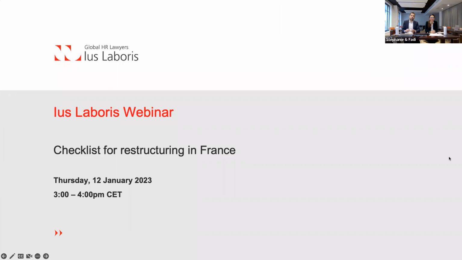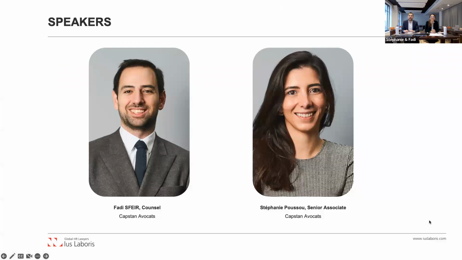The purpose of the webinar is to talk about the checklist for restructuring in France. So if you turn to the next slide, you will see our beautiful faces, of course. Then we'll turn to the slide after this one.